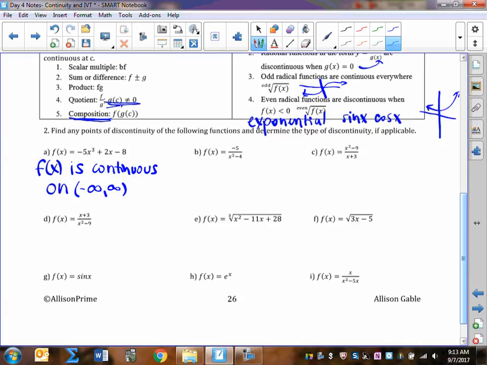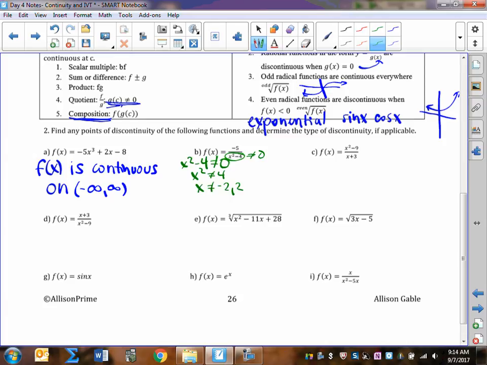All right, letter B, do we have issues? Yeah, we definitely have issues. What is going to be my problem here? X can't equal 2, it also can't equal something else, negative 2. So the issue is that we cannot have this equal 0. So x squared minus 4 cannot equal 0. So x squared cannot equal 4. So we get that x cannot equal negative 2 or positive 2.